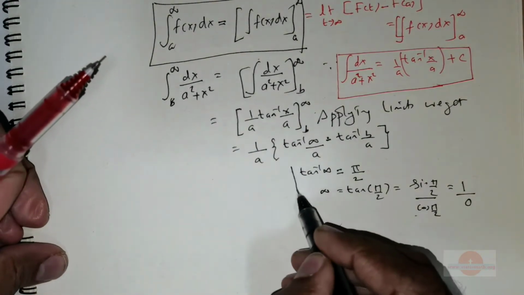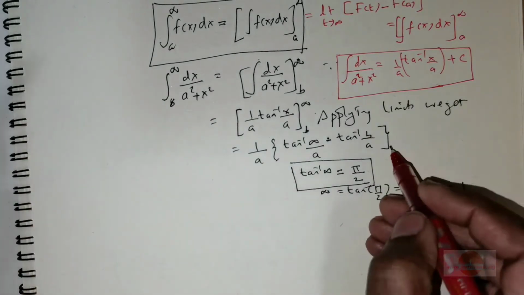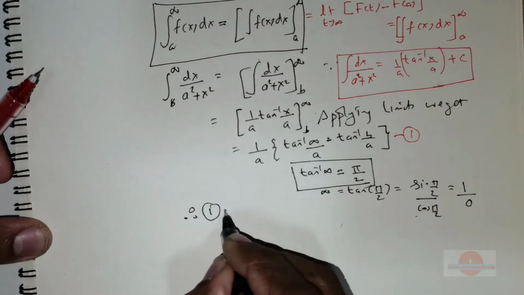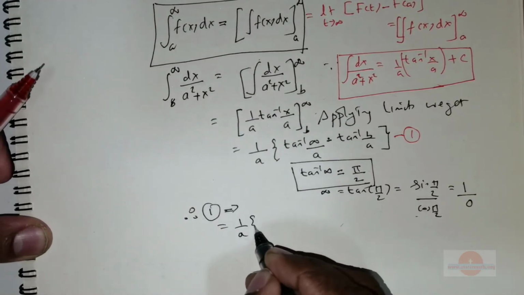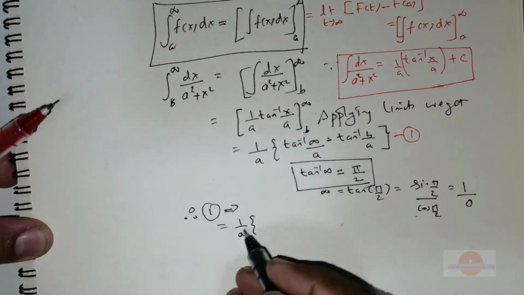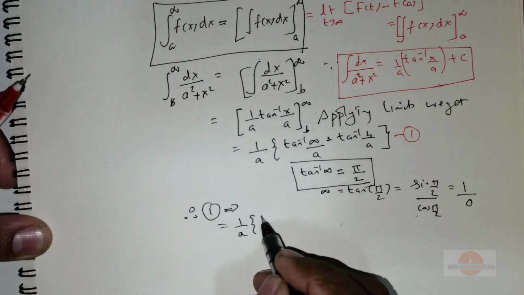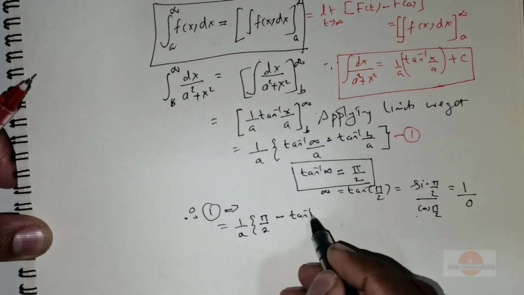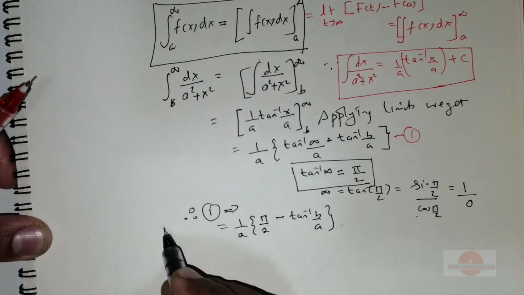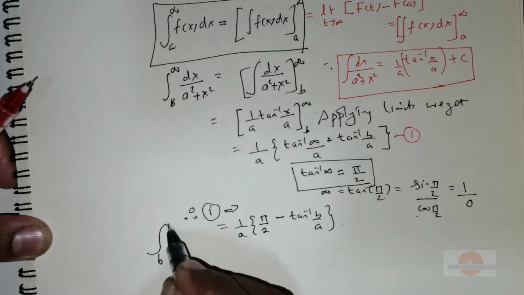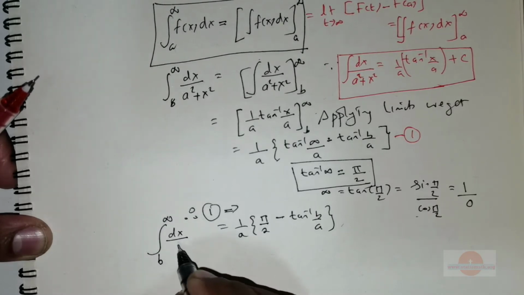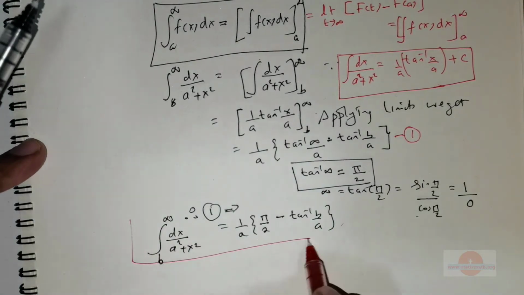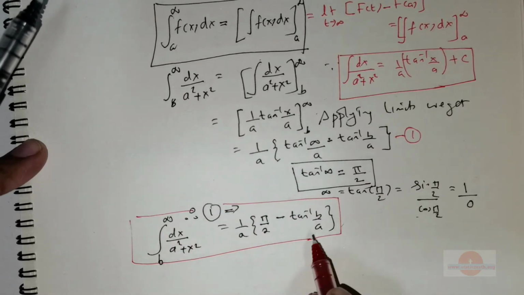Now since we know this, therefore this now becomes 1 over a times tan inverse of infinity divided by a. Doesn't matter what the denominator is, we are going to get pi divided by 2 minus tan inverse of b divided by a. Now this is the result for the integral from b to infinity of dx divided by a squared plus x squared. This is a very important result that you will have to know and understand.